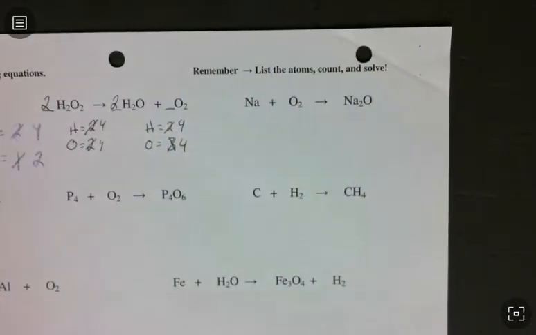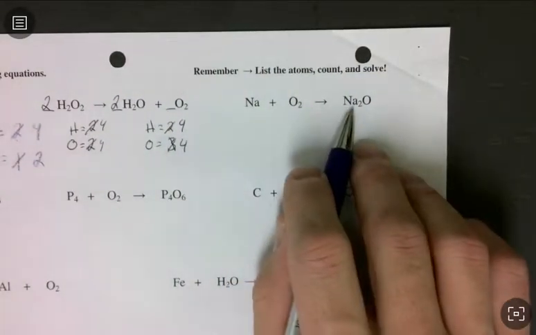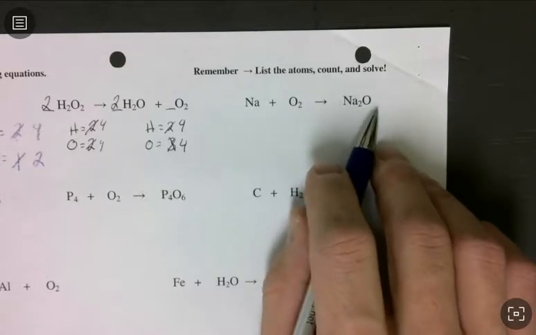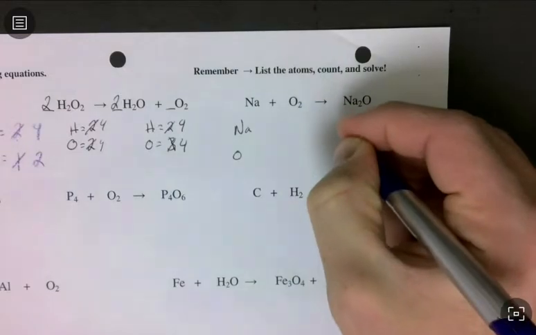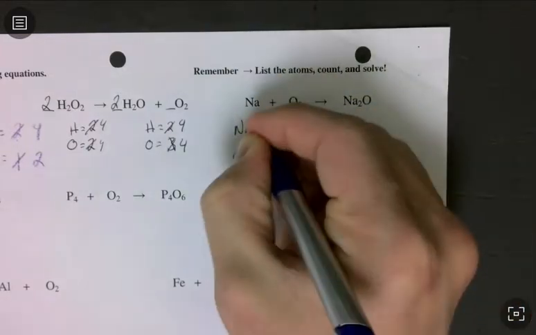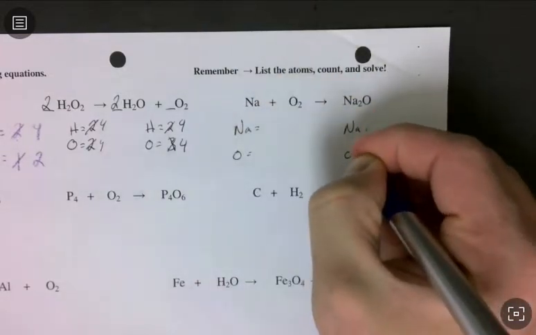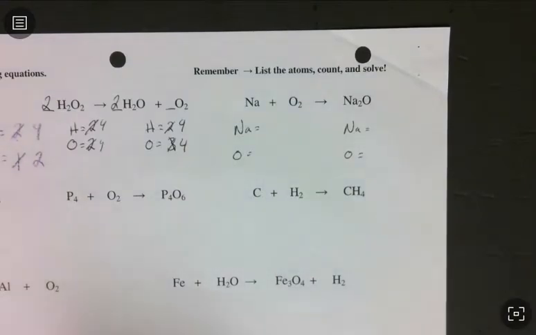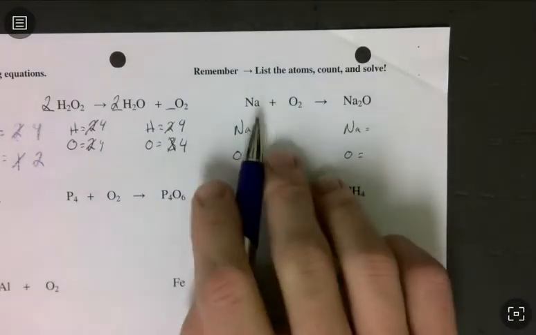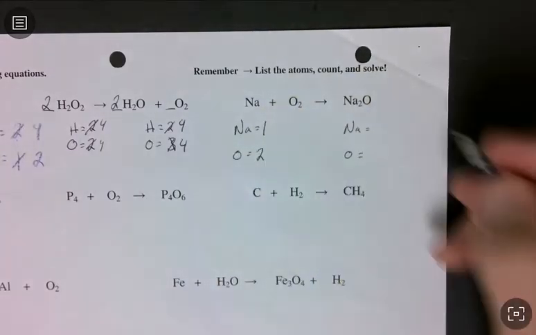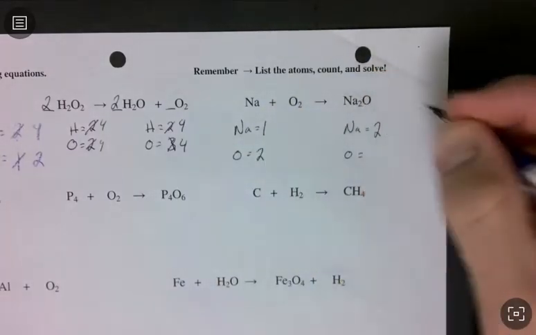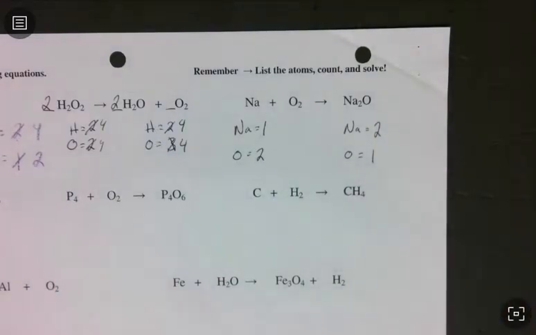Next equation. You've got sodium and oxygen to form sodium Na2O. Now let's go ahead and write out those elements on each side of the equation. Set up my equal sign, and then I count. Again, the first step is to count the number of elements on each side. You've got 1 sodium here. You've got O2, which means 2 oxygens. You've got Na2, which is 2 sodiums and 1 oxygen in this case.